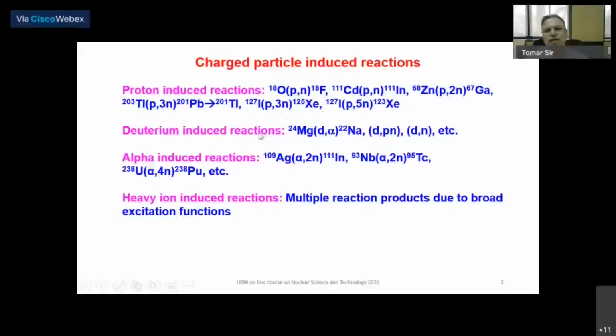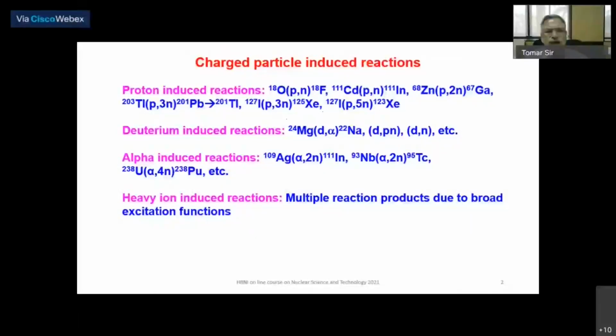Deuterium is also used as a projectile for some of the isotopes like sodium 22 and magnesium 24, with d-alpha. You can have (d,p,n), (d,n) types of reactions. Alpha particles are used for indium 111, technetium 95, plutonium 238, and uranium 238 (alpha,4n). So mostly, for producing the useful radioisotopes, we use these light charged particle projectiles.